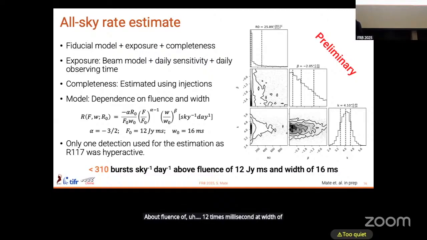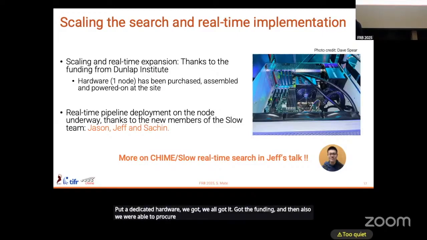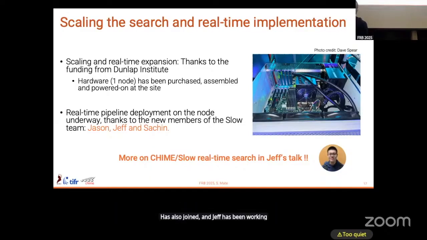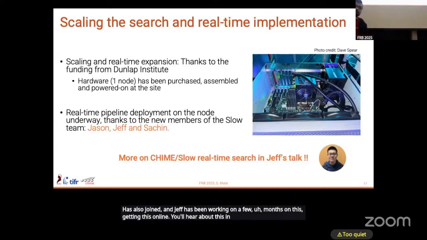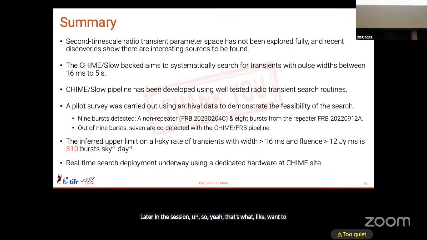16 milliseconds. At the same time, initially we had written a proposal to the lab for funding to put in dedicated hardware. We got the funding and were able to procure the hardware last year. It's been on since last year, and there are new members who joined last year, with Jason taking over a lot of this, and his students Jeff and Sachin have also joined. Jeff has been working for a few months on getting this online. You'll hear more about this later in the session. So that's what I wanted to say, and we'll just keep the summary slide up and take questions.